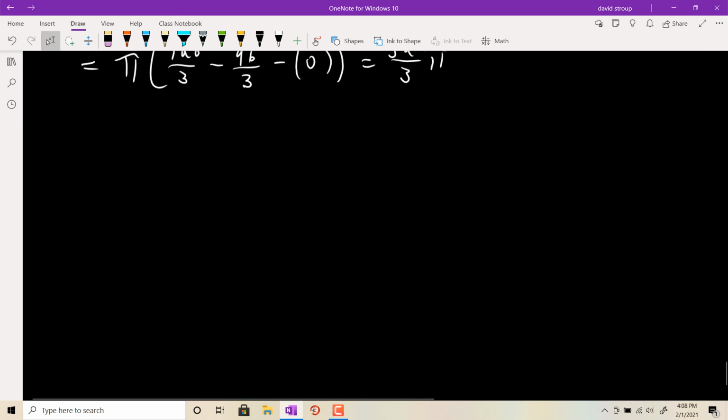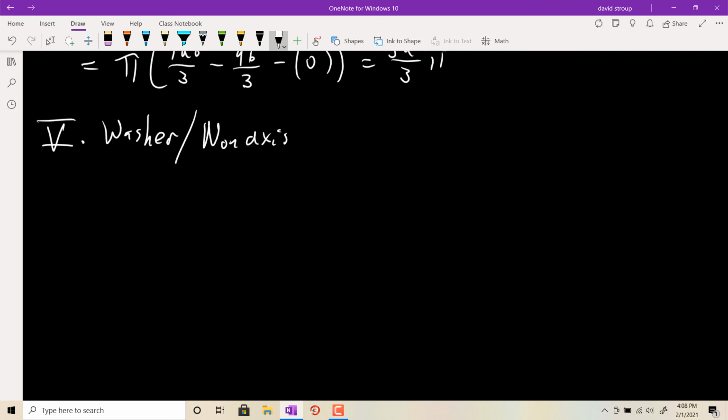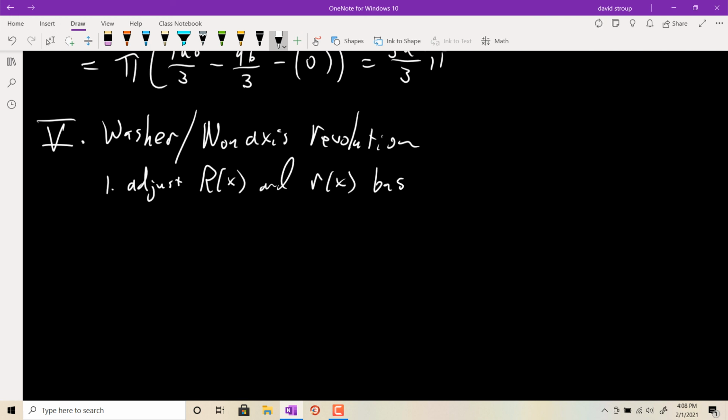Okay, one last thing then. Let's look at the washer method with a non-axis revolution. And again, what you're going to be doing is kind of adjusting your big R and little r accordingly. So adjust big R of x and then little r of x based on your rectangles. Okay. So let's look at an example of that.